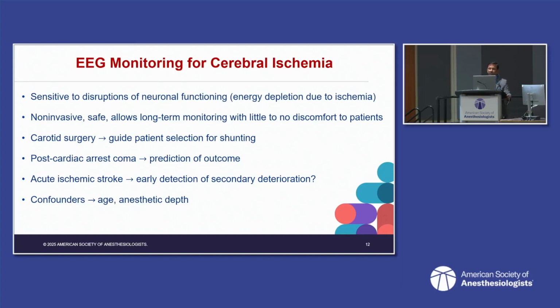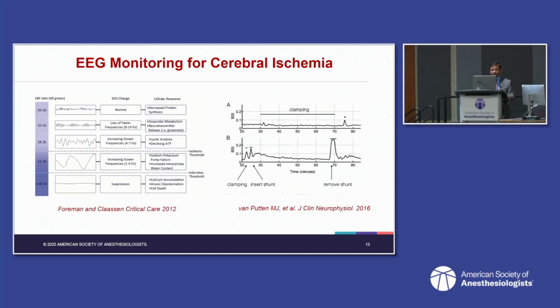The challenge with using EEG, however, is that it is confounded by the age. We know that older patients tend to have smaller amplitudes, and so the EEG may be somewhat tricky to interpret, particularly for someone who is not trained in interpreting EEG. And we also know that this is affected by the anesthetic depth. So increasing anesthetic depth can lead to reduction in amplitudes of the EEG waveforms. So identifying ischemia can become tricky sometimes.